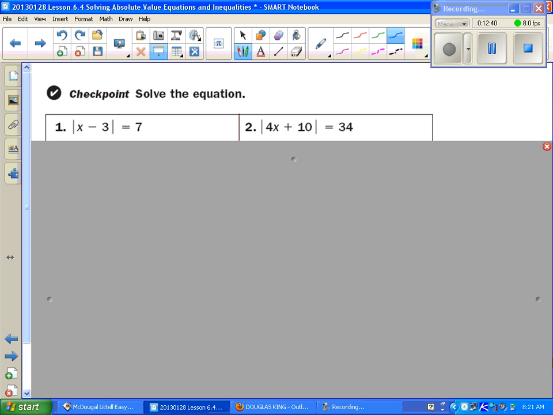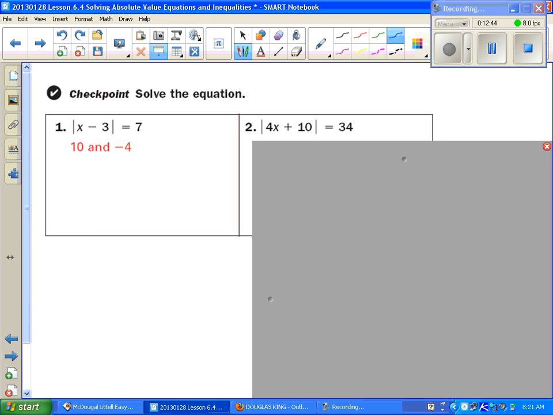First checkpoint says solve the equation. The first one, x minus 3 equals 7 or x minus 3 equals negative 7. So x minus 3 equals 7. All you're doing is making one positive and one negative. Add 3 to both sides. So x equals 10, or in this case, add 3 to both sides again. x equals negative 4. So you come up with two separate answers.